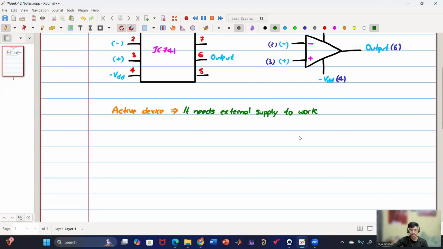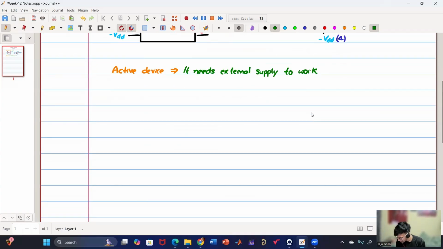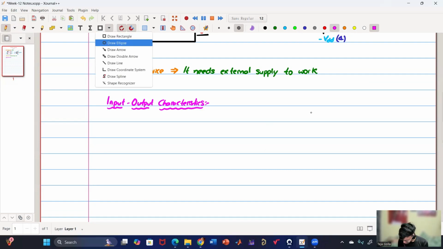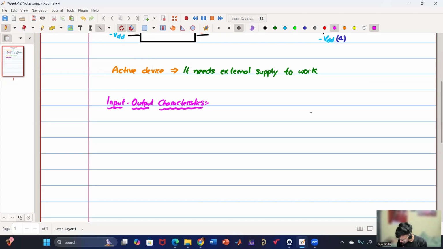Now let us see the input-output characteristics of an op-amp. So basically we are drawing the input versus the output.